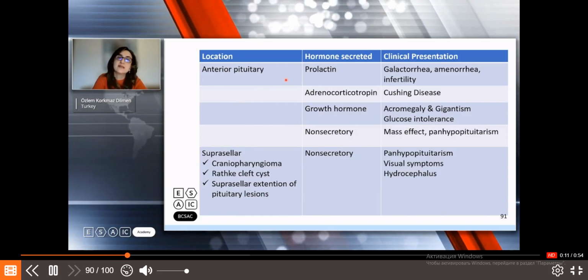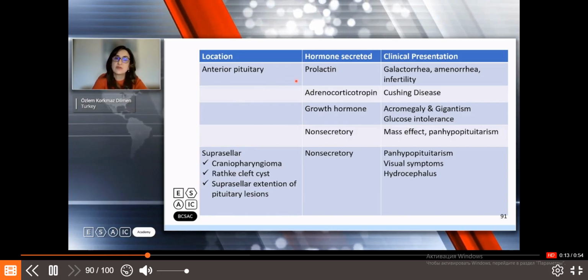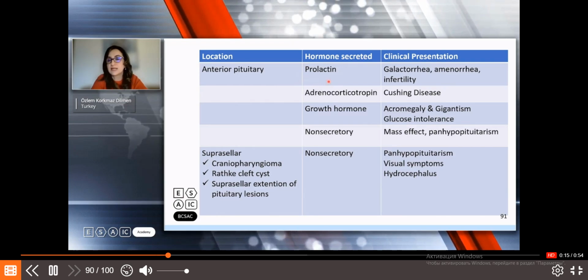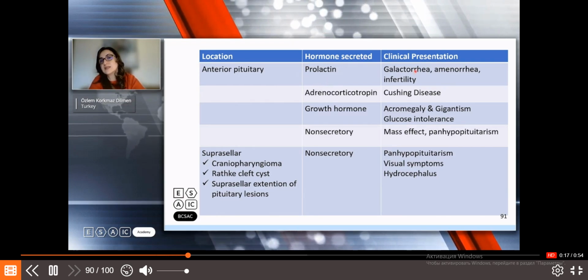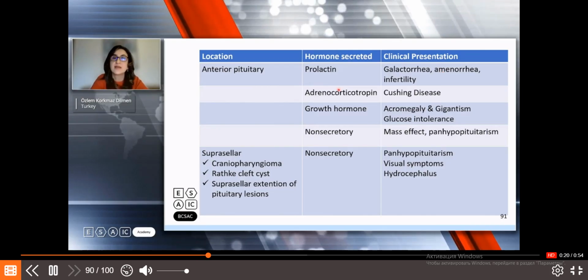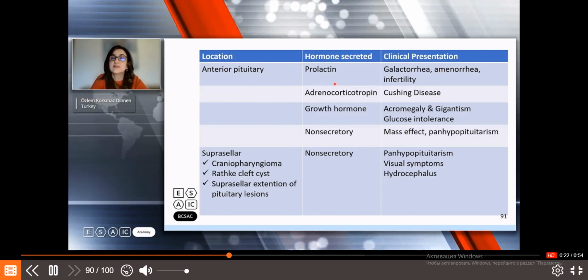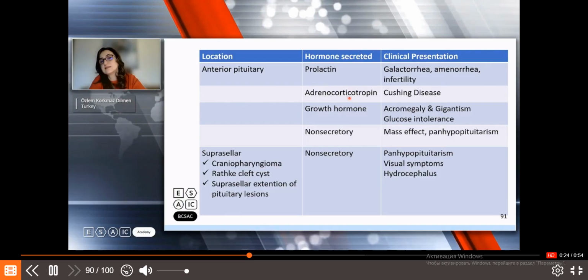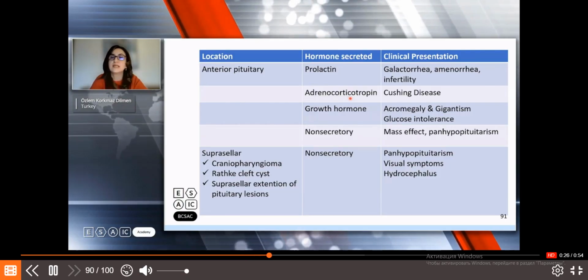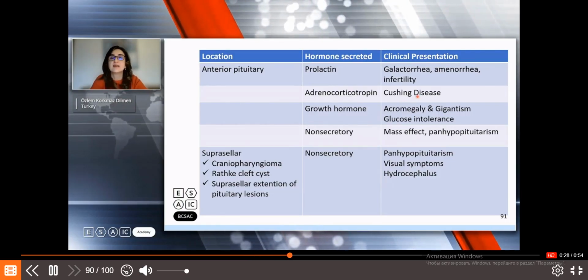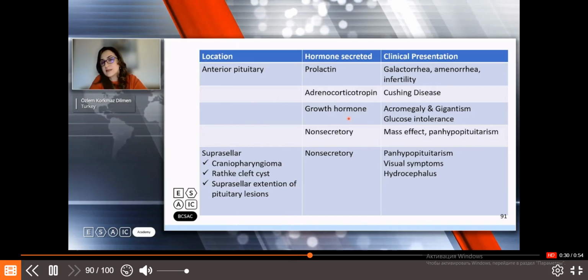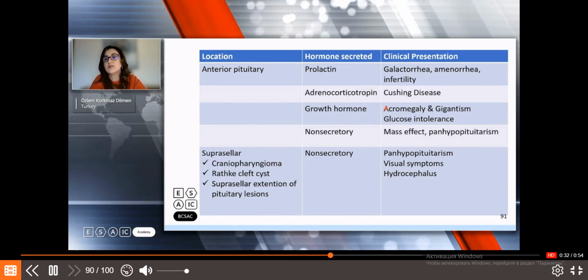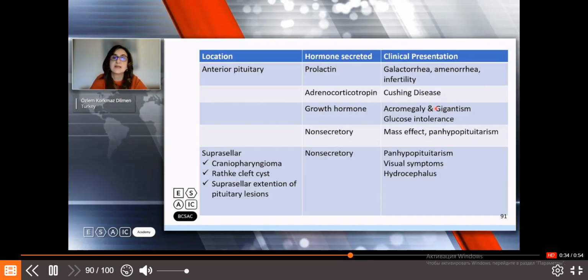In anterior pituitary adenomas, if the adenoma secretes prolactin, it may cause galactorrhea, amenorrhea, and infertility. If the adenoma secretes adrenocorticotropin hormone, it causes Cushing disease. If growth hormone is secreted, it may cause acromegaly, or gigantism in adolescents.